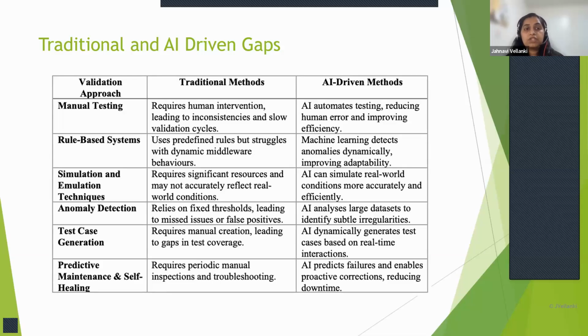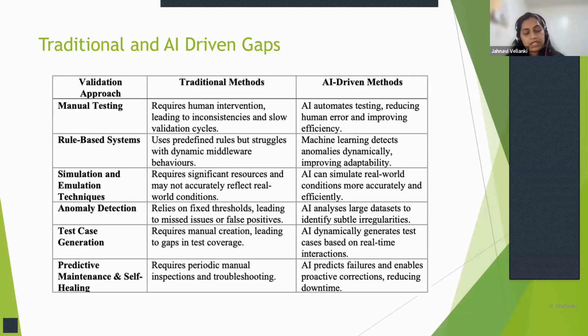When we think about simulation testing, the traditional method fails because there are only so many scenarios that you can test in real world conditions. However, when you look at the AI side, AI can simulate real world conditions in any particular scenario that you want to test your system in. So that is more efficient. Anomaly detection. So in the traditional way, we are fixed with thresholds leading to missed or false positives a lot. However, in the AI-driven methods, AI can analyze large data sets to even identify subtle irregularities.